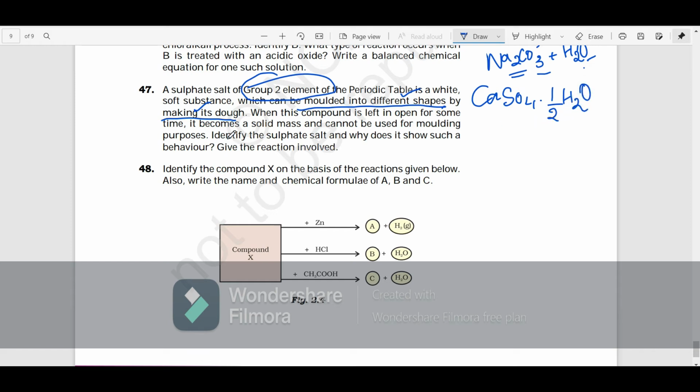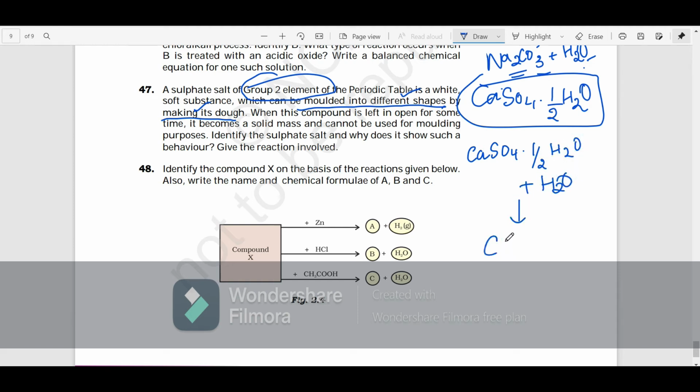Okay, so now identify the sulfate salt and why does it show such behavior. This is plaster of Paris, right? It is calcium sulfate, which when left in air will absorb some water molecules and form gypsum, calcium sulfate dot 2H2O, which is rigid and hard. This compound is formed which will make those molds hard.